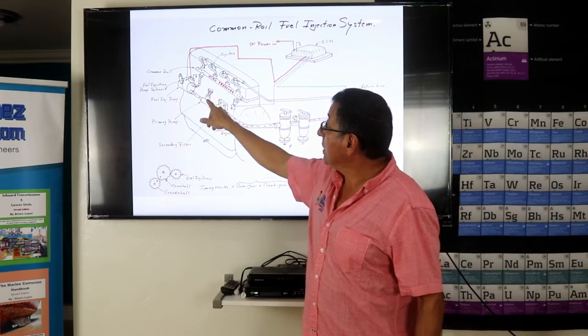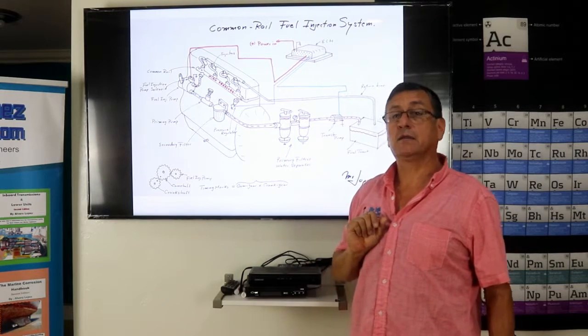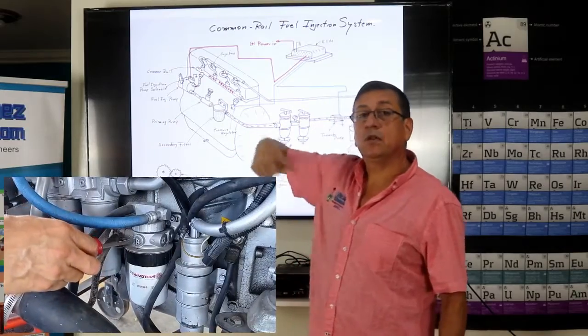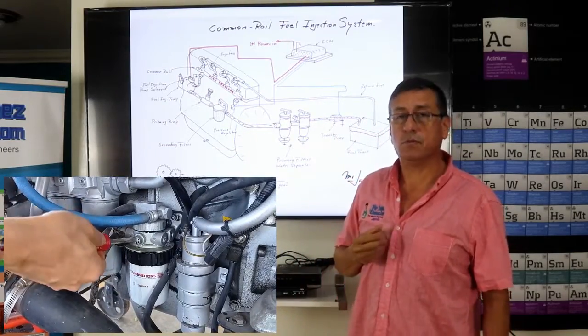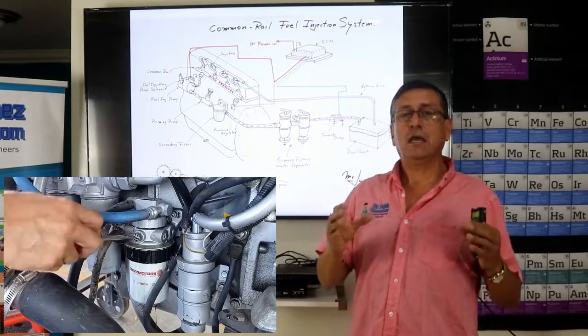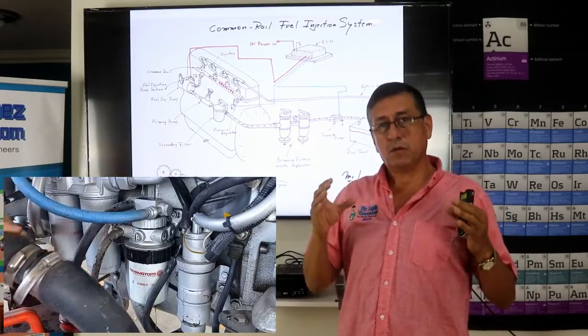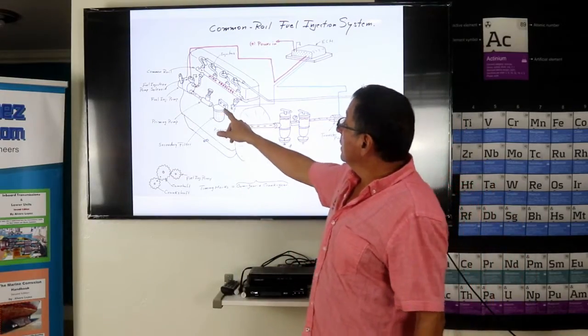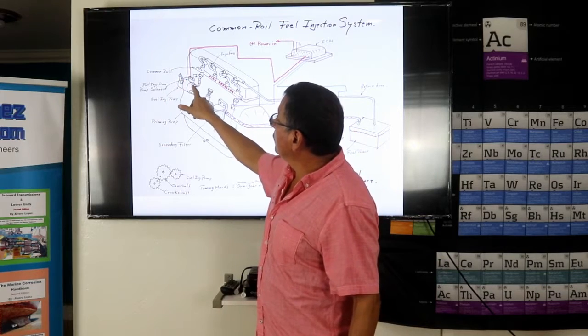In some cases, the priming pump is integrated with the bracket. And this is the priming pump in order to bleed the system. You remember, in order to drain the air, in order to drain the bubbles in the system. And this is the input of the fuel injection pump.